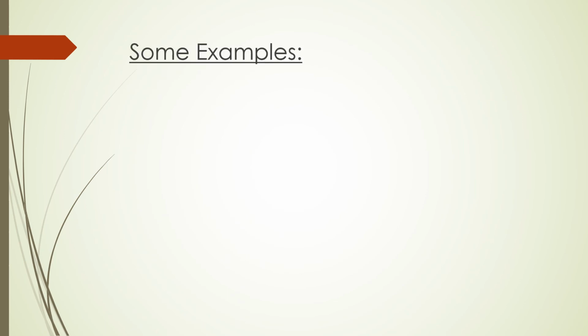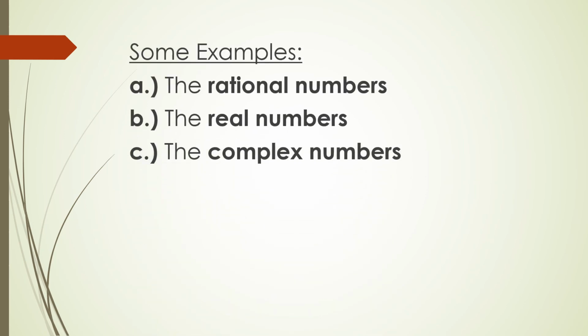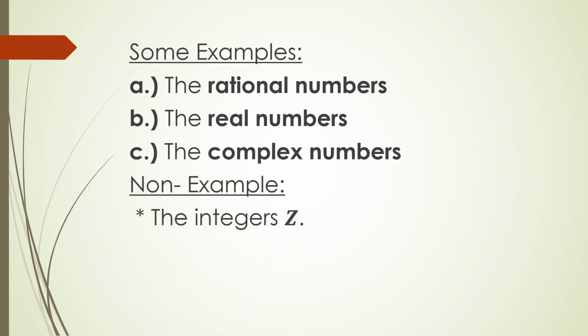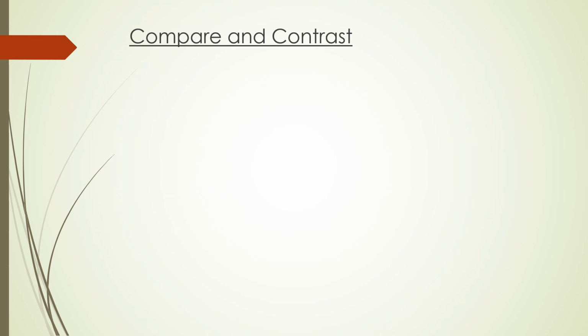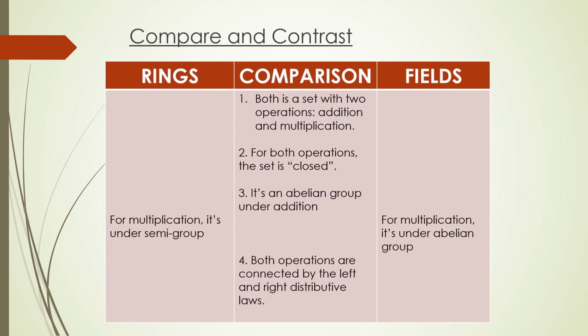So here are the examples for field. Some examples are the rational numbers, the real numbers, and the complex numbers. While the non-example of a field is the integers Z. Integer Z does not form a field because multiplicative inverses do not exist, because there are non-zero elements without multiplicative inverses. So I have here an illustration for the comparison and contrast about the rings and fields.